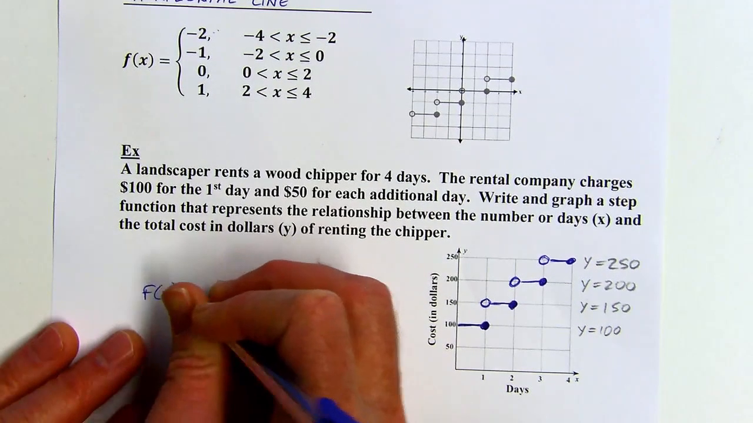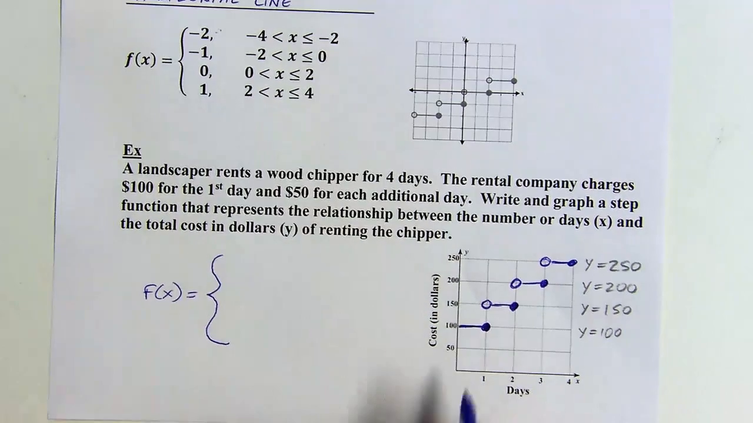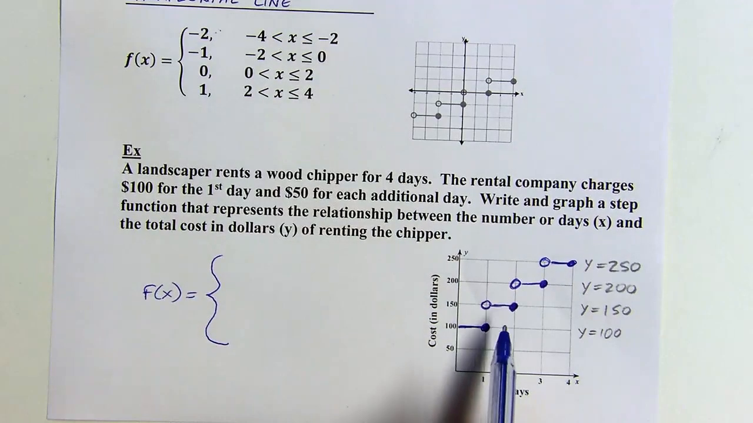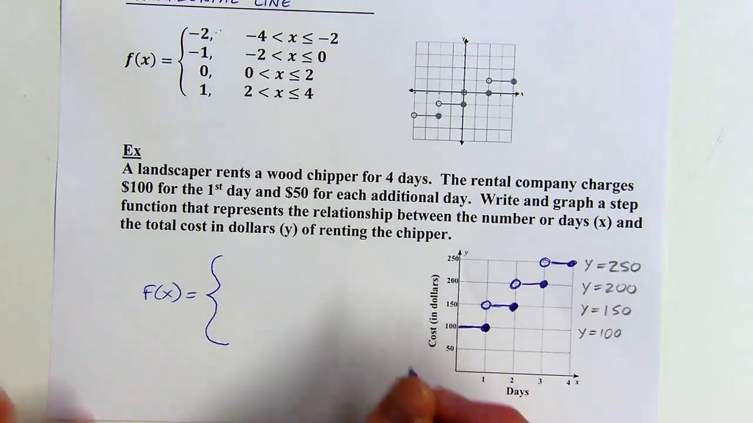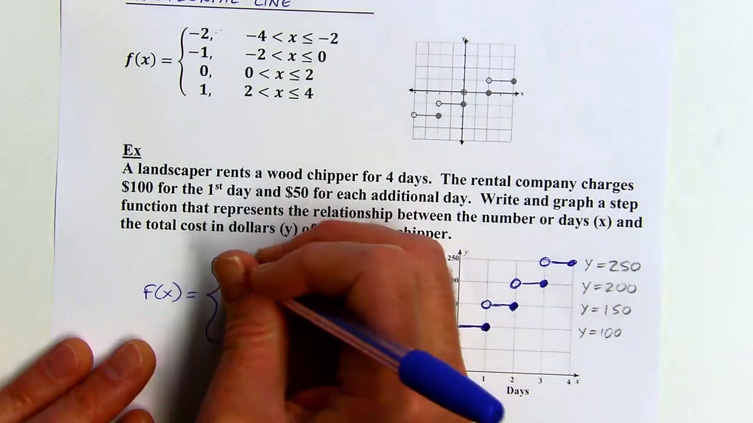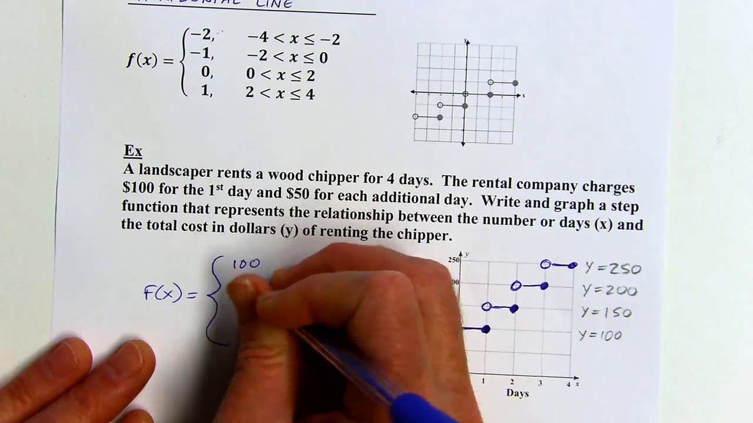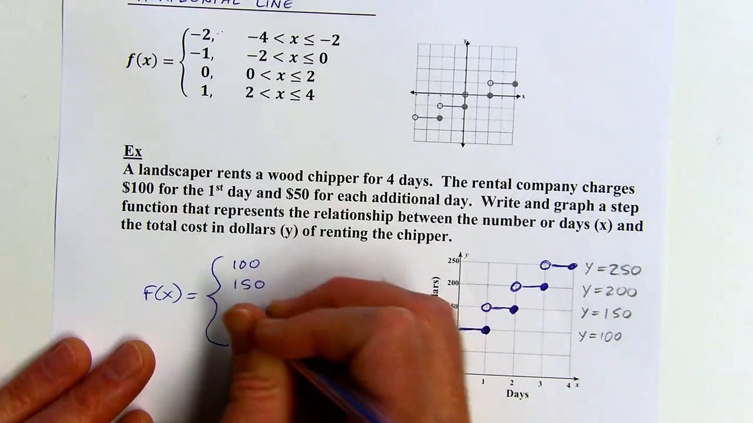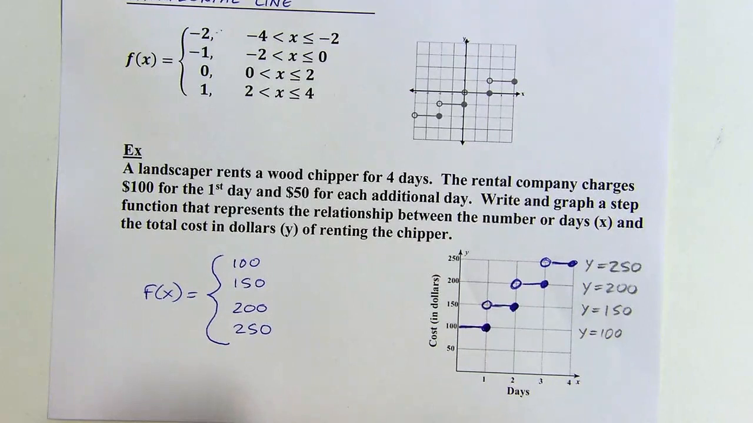Okay, instead of using y, I'm going to use f of x to make it a function. And I have to make this kind of big because I've got 4 different pieces. So I'm just going to put those 4 numbers. You can put them in any order, it doesn't matter. So maybe I'll start with the 100 at the top. Okay, y could equal those 4 different things. And now I just have to put in the constraints.